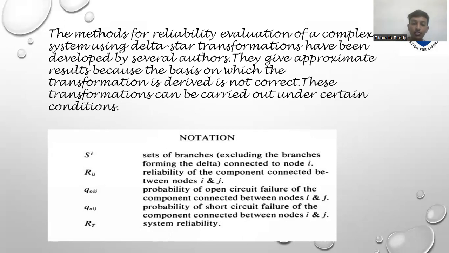Notation: SI, sets of branches including the branches forming the delta connected to node I. Rij, reliability of the component connected between nodes I and J. Q0ij, probability of open circuit failure of the component connected between nodes I and J. QSij, probability of short circuit failure of the component connected between nodes I and J. RT is nothing but the system reliability.